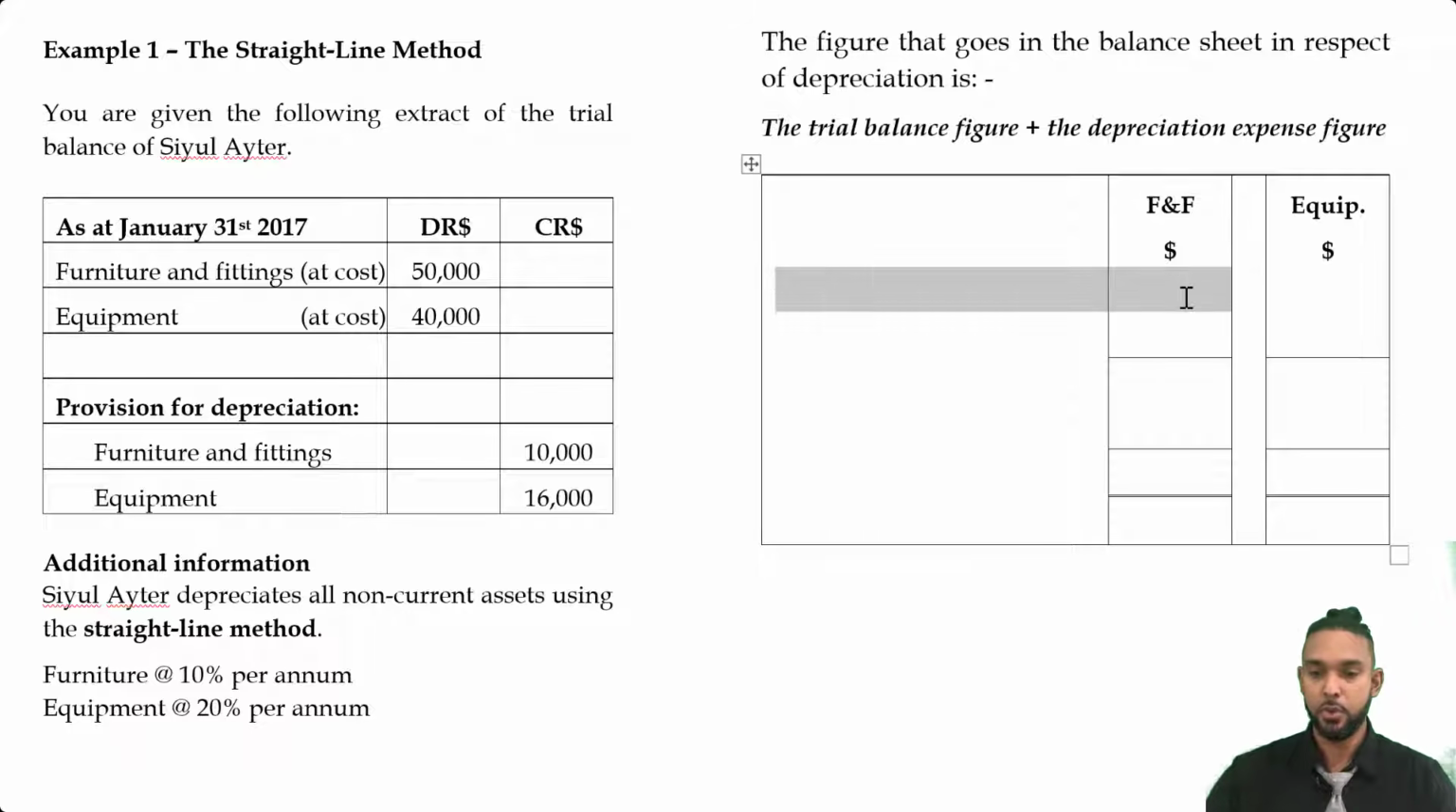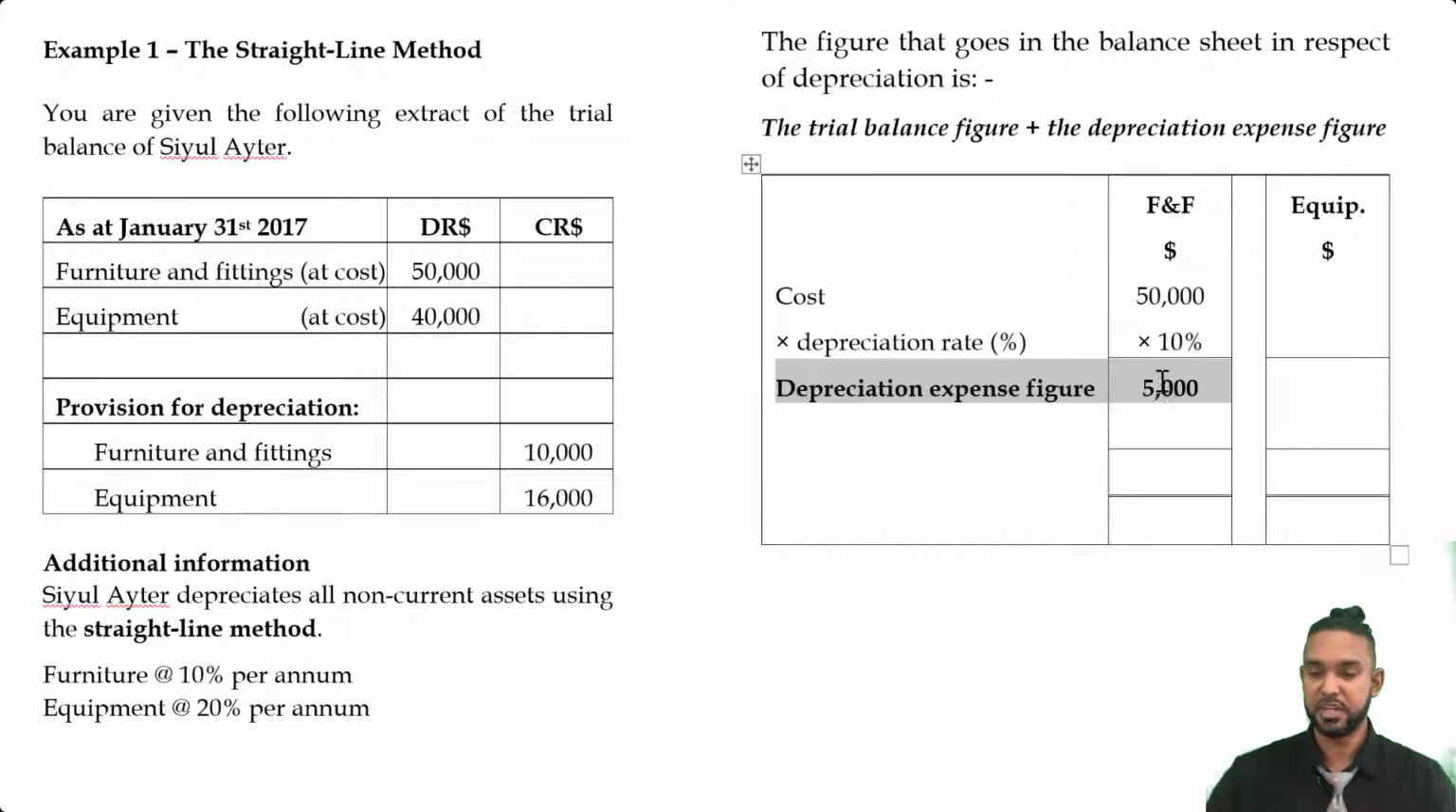Okay, so as I said, we're going to take the cost of the asset. So the furniture and fittings cost is 50, and its provision percentage is 10%. So we're going to take $50,000 and multiply by the depreciation rate, and that's going to give us 5,000. Now that is the depreciation expense figure for the income statement for furniture and fittings.